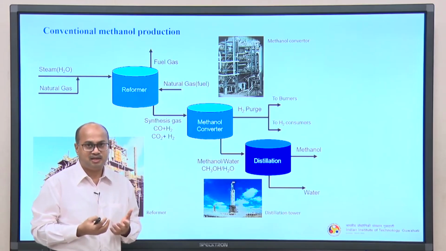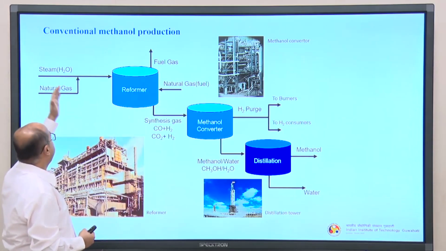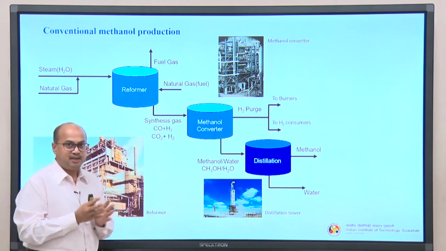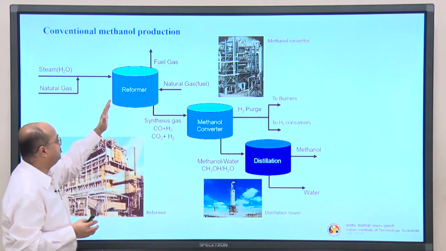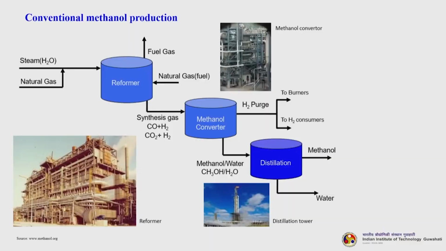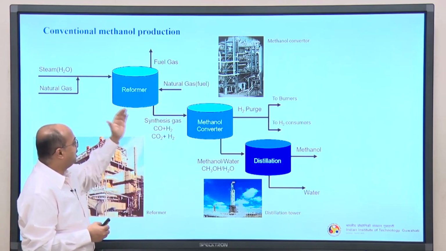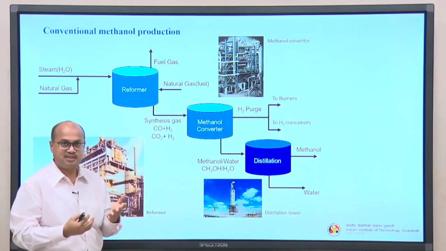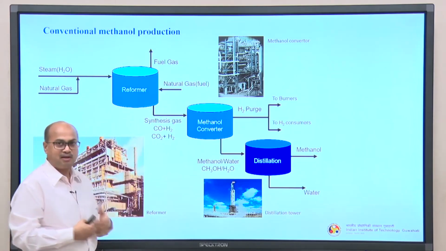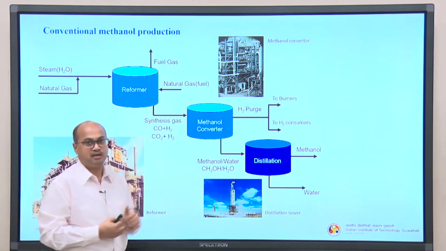So, we will try to understand in a nutshell the flow diagram, the block diagram basically. So, steam plus natural gas, they are fed to a reformer, the first reformer, which looks something like this on an industrial scale. So, you get a fuel gas here and you can also partly supply the natural gas or fuel. Then what you get is basically the synthesis gas, carbon monoxide plus hydrogen or carbon dioxide plus hydrogen. These are the two reactions that will happen inside the methanol converter.